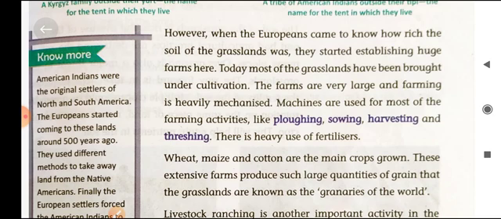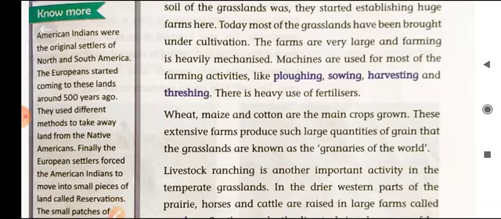These extensive farms produce such a large quantity of grain that the grasslands are known as the granaries of the world. Today these regions are large producers of grains, so they are also known as the granaries of the world.